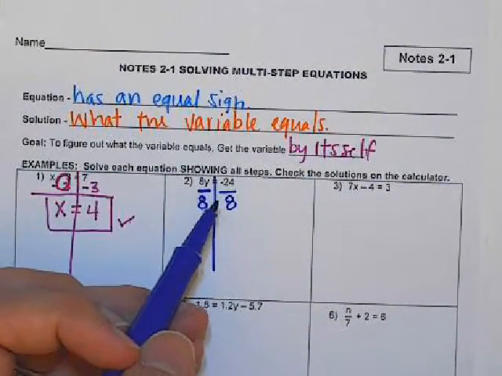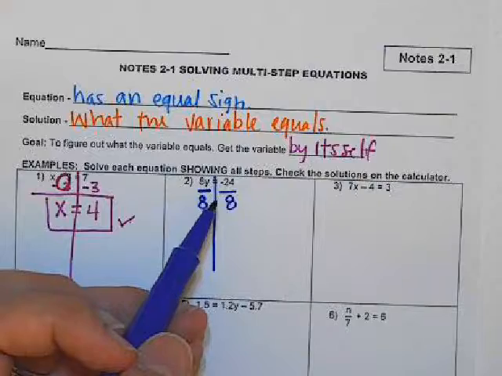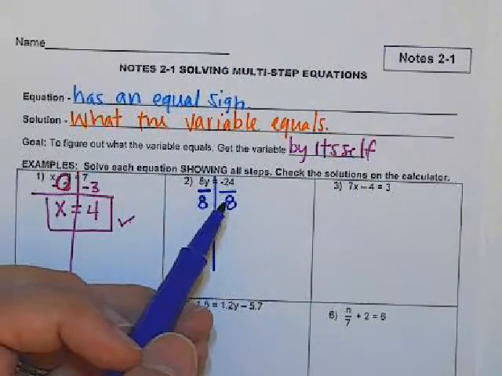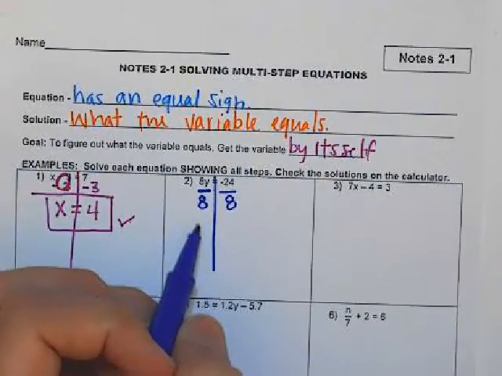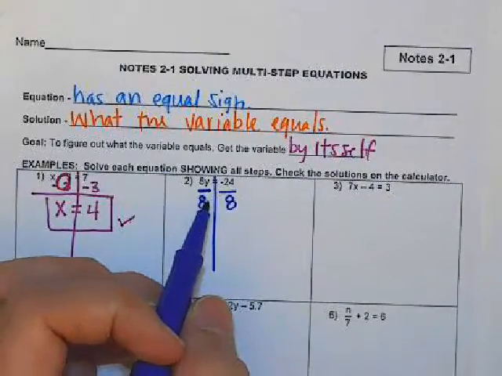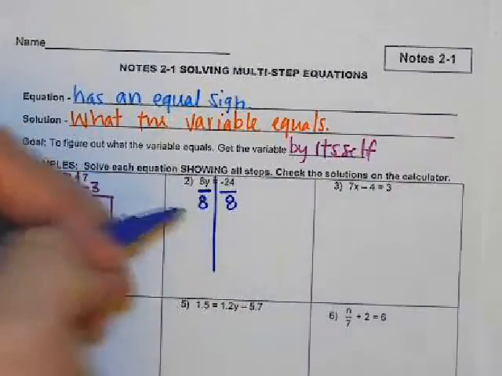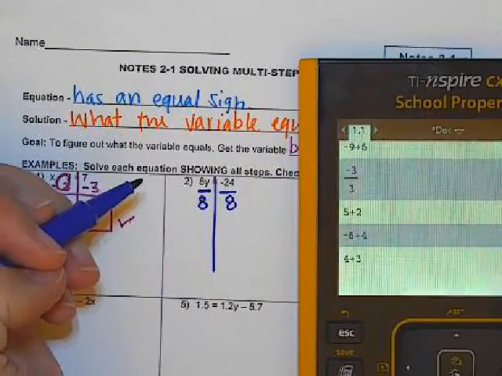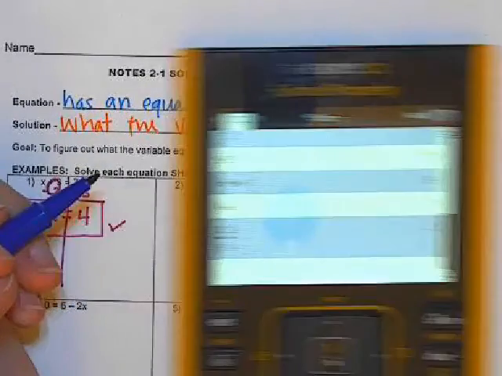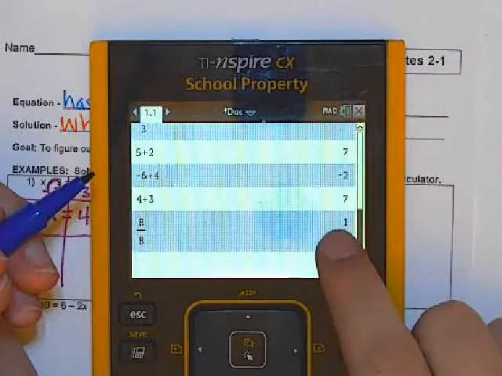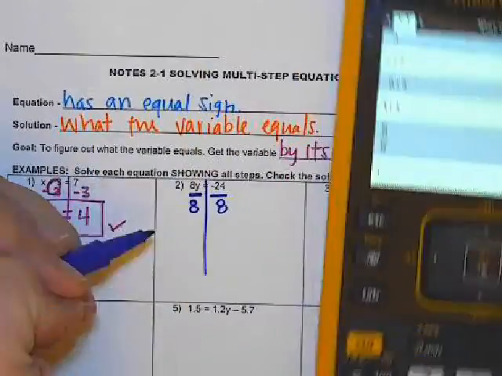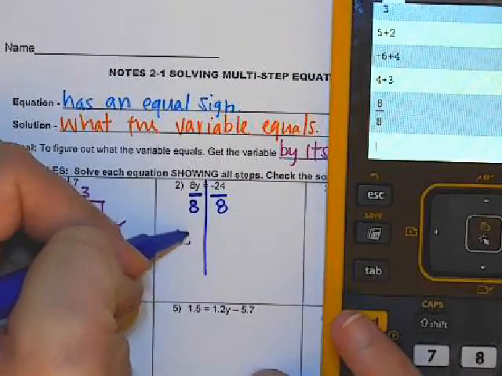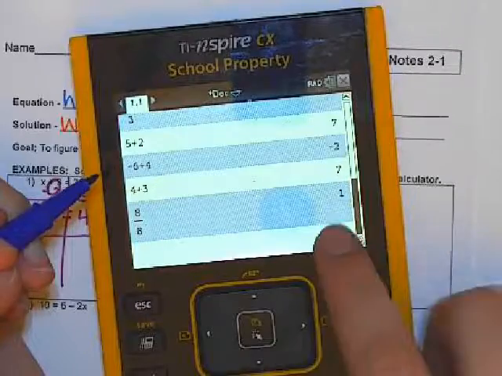Because that would cancel out the y too. We only want to cancel out the 8. Just the 8. I want to keep the y over here. If you divide by y, you're canceling it out because it's the same thing on the top and bottom. If I put 8 divided by 8 in the calculator, what do I get? 1. Do I have to write the 1 in front of y? No, so that's why they cancel out, because they equal a 1.